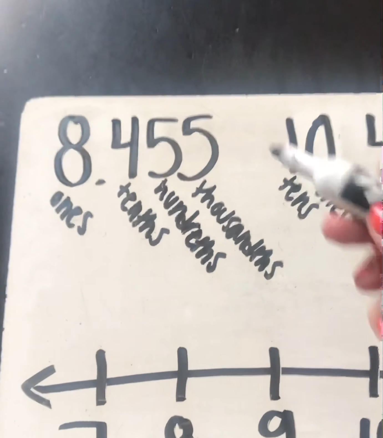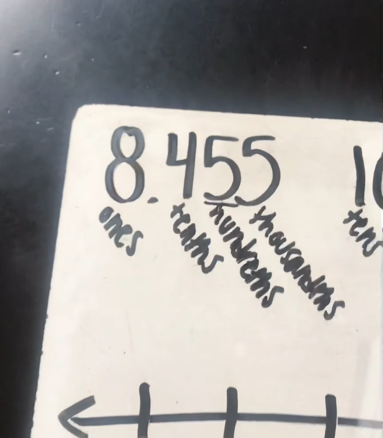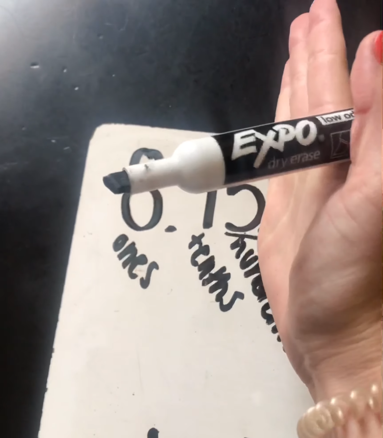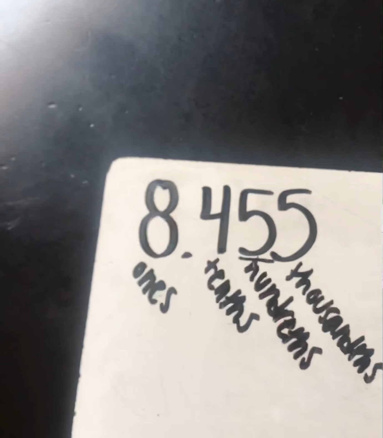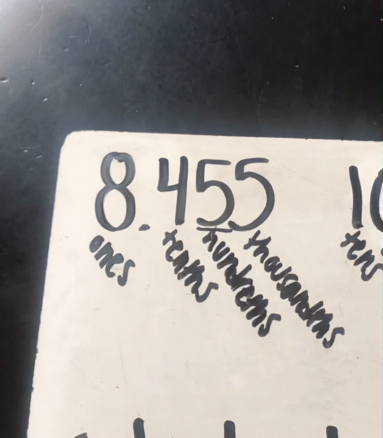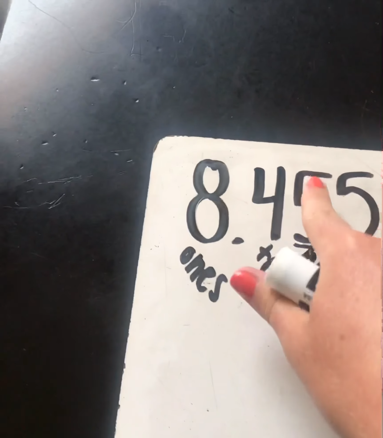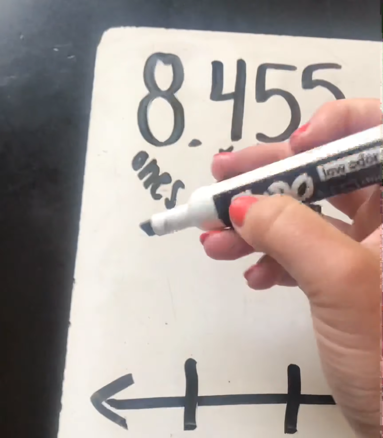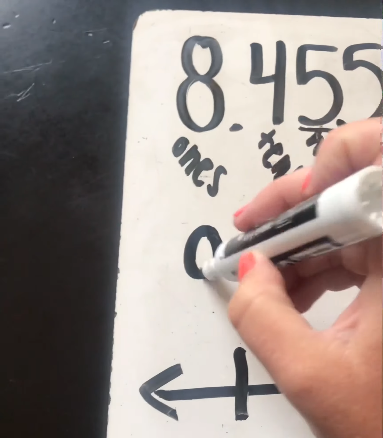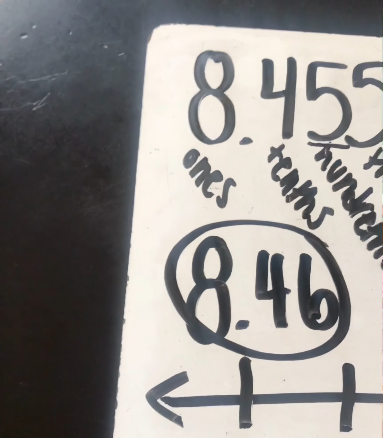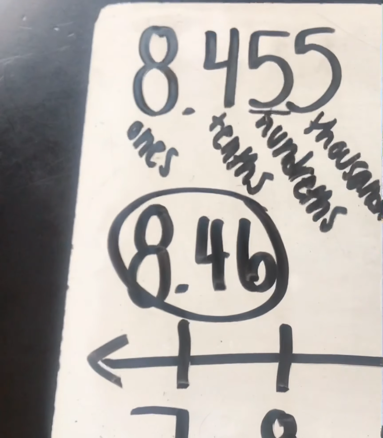If we're rounding to the hundredths place, that means we're not going to have a number after the hundredths place. It's going to stop right there. So we want to look next door. 5 or more, raise the score. 4 or less, let it rest. Since it's a 5, we are going to raise the score to a 6. So we would say that our decimal rounded to the nearest hundredth would be 8 and 46 hundredths.